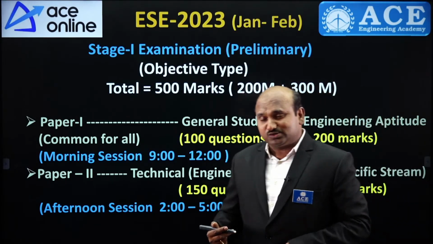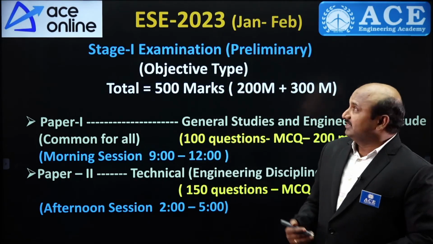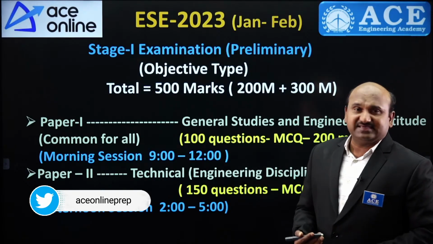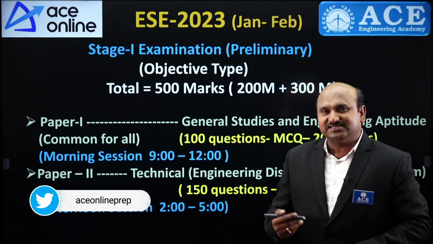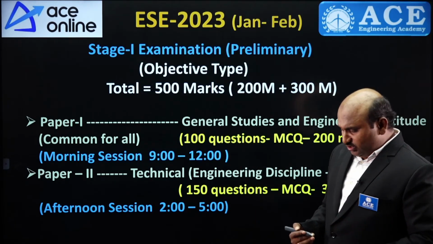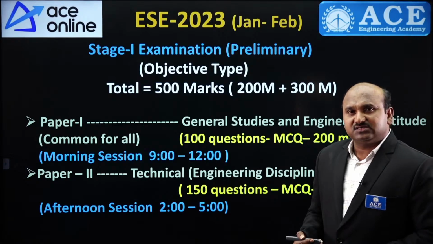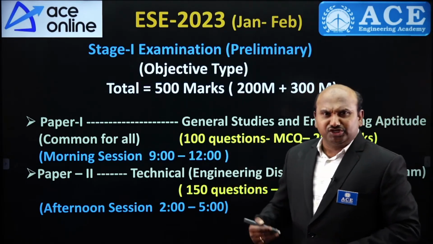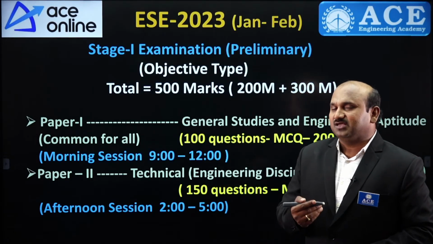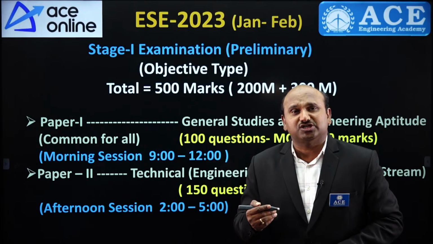Now, coming to ESE 2023, stage 1 and stage 2. Usually this examination was previously after the GATE examination. In the last 3-4 years it is coming at the end of January or mid-January. Stage 1 is objective type questions, with totally 500 marks. Out of that, 200 marks are for general science and engineering, mathematics, with 100 questions. You are aware that in ESE, each objective type question carries 2 marks.